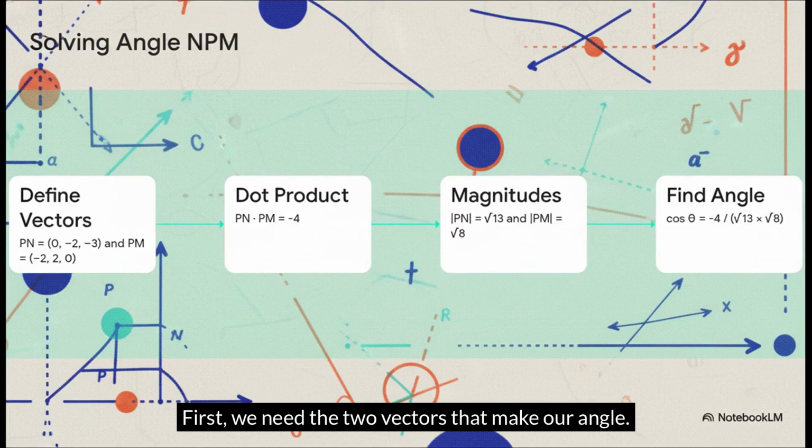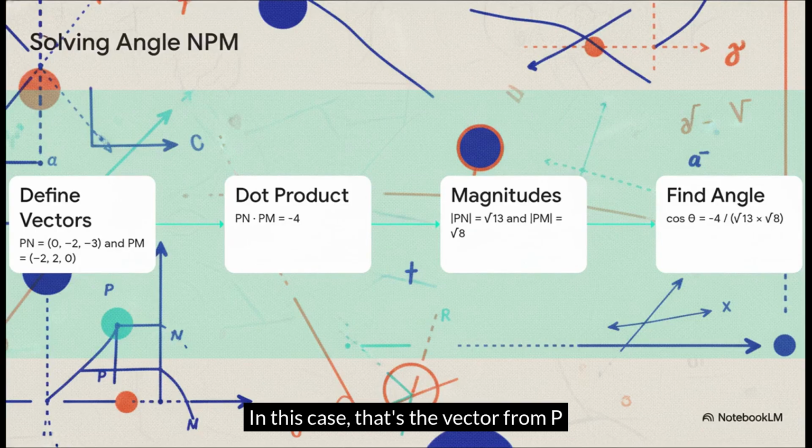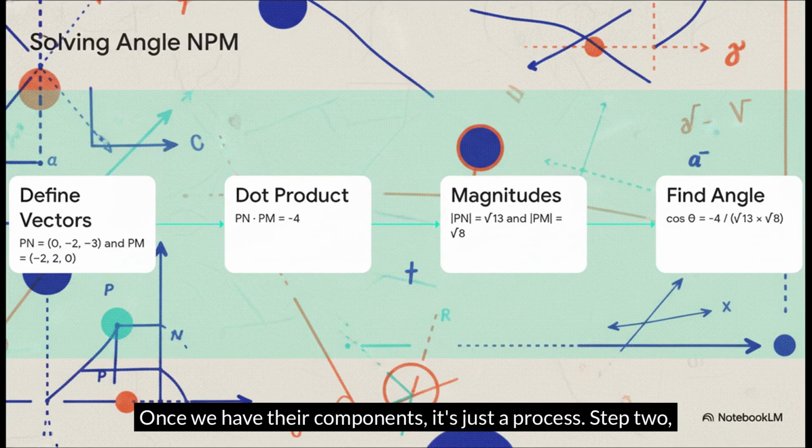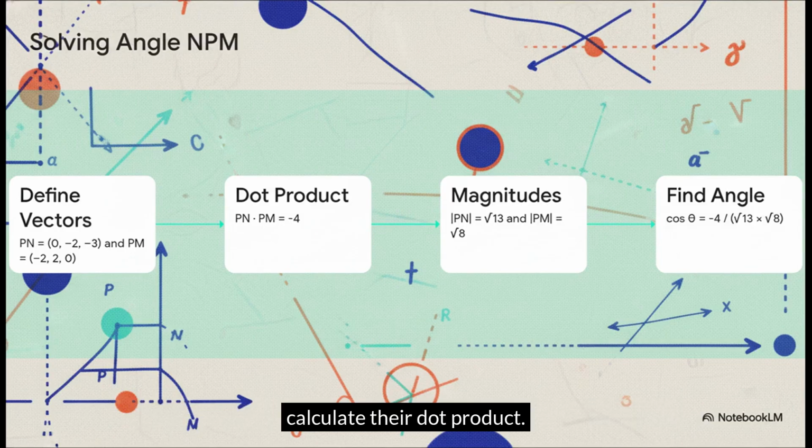So here's how we attack it. First, we need the two vectors that make our angle. In this case, that's the vector from P to N and the vector from P to M. Once we have their components, it's just a process. Step 2, calculate their dot product. You can see it comes out to -4. Step 3, find their magnitudes, which are root 13 and root 8.